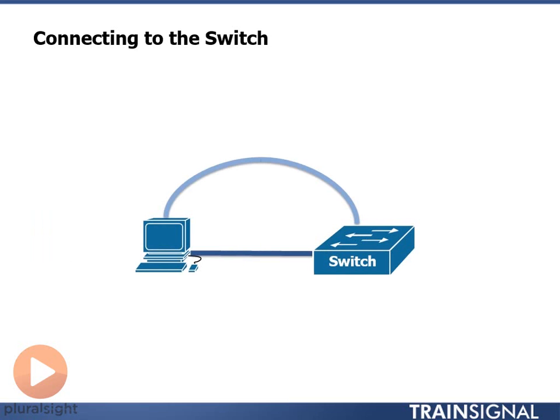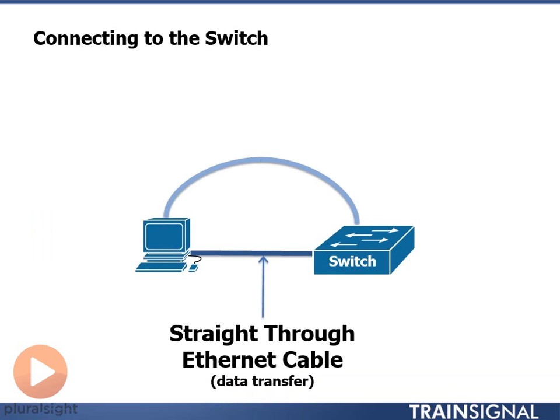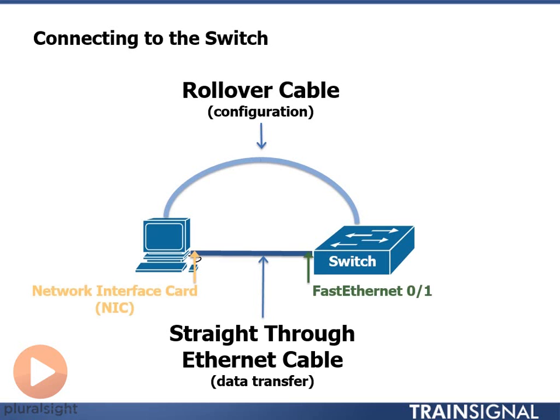So we're going to connect to it just like the router. We're going to use a straight through cable this time to connect from our PC to the switch. We're also going to use the rollover cable here for configuration. Now on most switches, the console port is actually on the back of the switch. So we run our rollover cable from our PC to the console port on the back of the switch. We're going to run our Ethernet cable from the NIC of the PC to the fast Ethernet 01 of our switch. And then the rollover cable we're going to connect to the serial port of our PC, and run that to the console port of the switch.